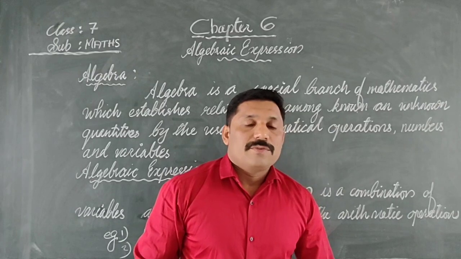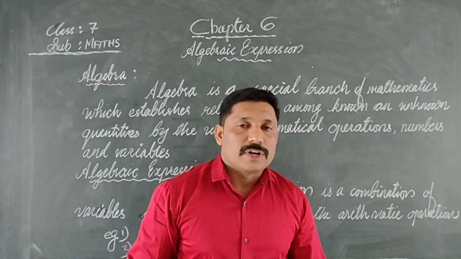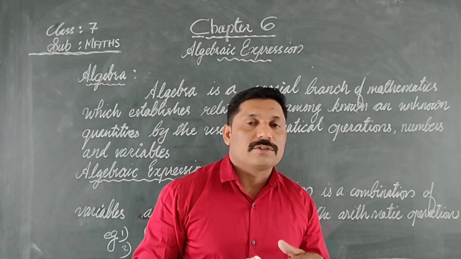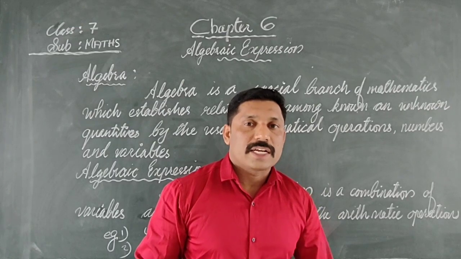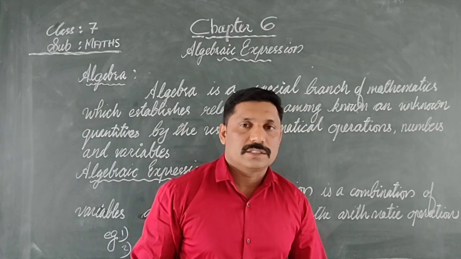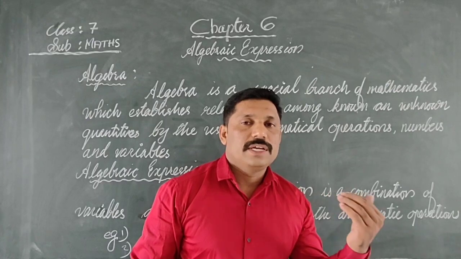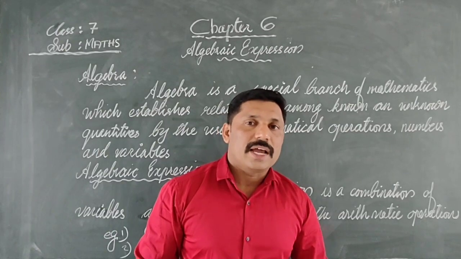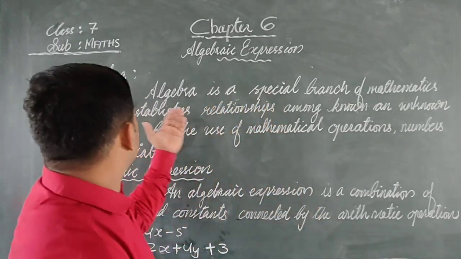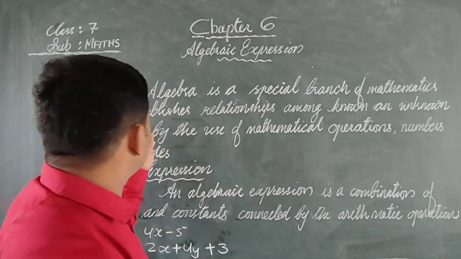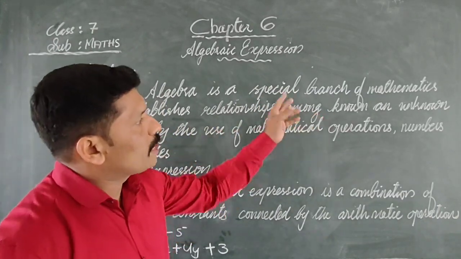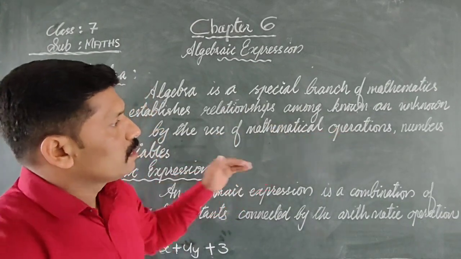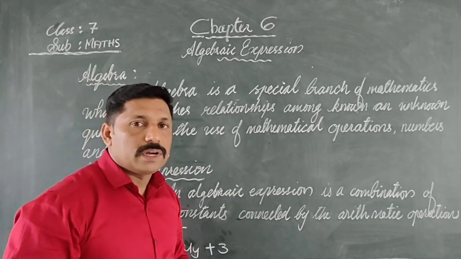When we study algebra, we should know what is an algebraic expression. First of all, the first thing in solving a question is that we have to make an expression using the given quantities. From that expression, we then find out the values or quantities. So what is an algebraic expression? I told you algebra is a special branch of mathematics which establishes the relationship among known and unknown quantities by the use of mathematical operations, numbers and variables. That is called algebra.